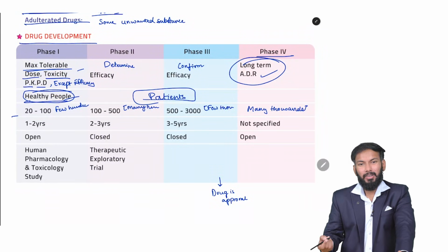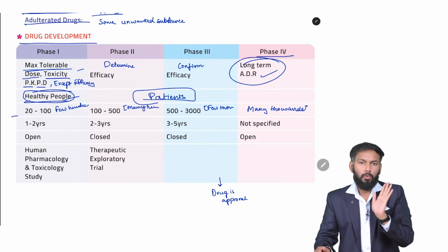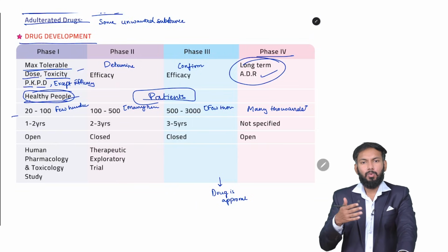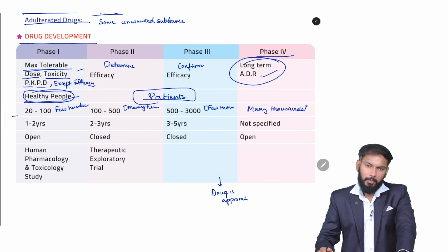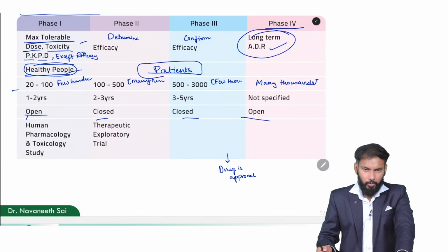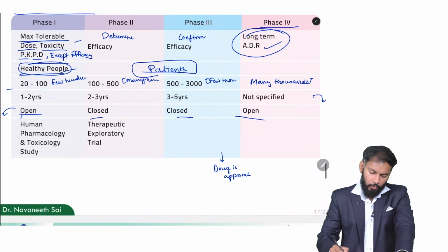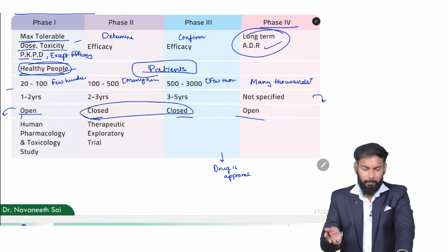Now, what kind of trials do you do? In PSM, you must have studied open-ended trials and closed-ended trials. Open-ended trials means the patient knows that he is taking the drug. Closed-ended trial means the patient doesn't know that he is taking the drug. So phase 1 and phase 4 are open, phase 2 and 3 are closed. You can see here the table is open to this side, and this table is open to this side, these two are closed, so you can remember it that way.